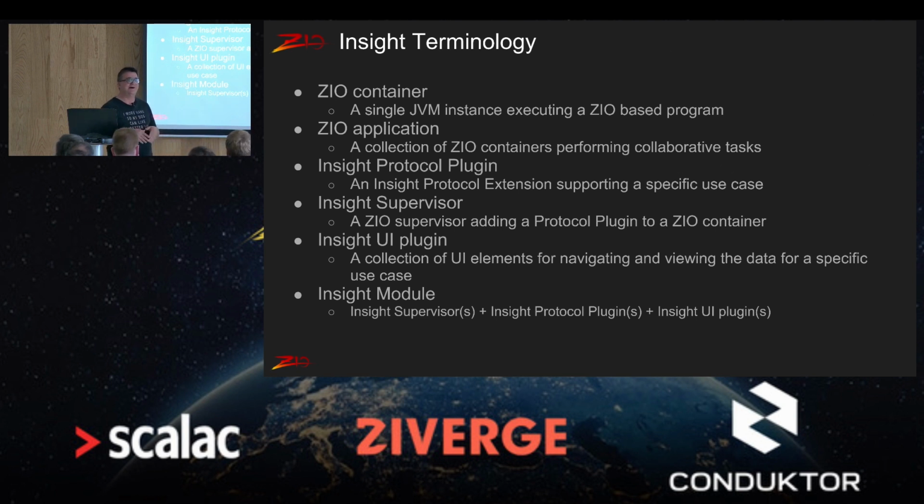So the Insight UI plugins are obviously what makes everything shine and glow, which is what the developer would use to look at the metrics, look at the dependency graphs, look at the fiber traces, navigate and query the data. So we're currently exploring and trying to come up with wireframes for how it should actually look. Whatever ideas are out there in the ZIO community, we're gladly taking them.